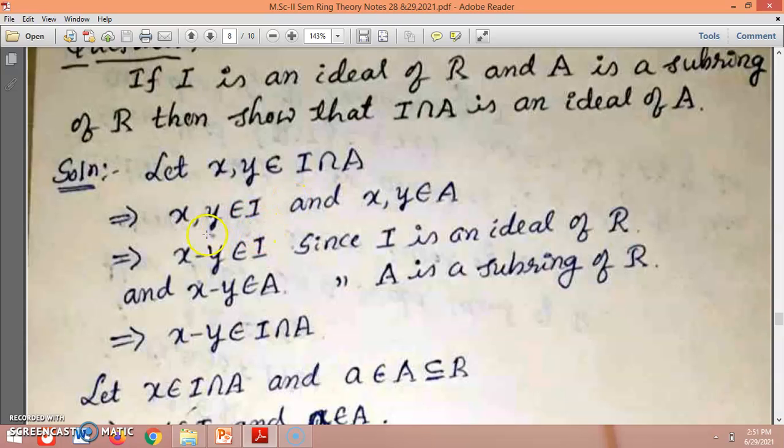So they are members of I as well as members of A. Since I is an ideal of R, it satisfies closure under addition. Since A is a subring of R, this is the common property of an ideal and a subring. So A, being a subring, also satisfies closure under addition. Definitely I intersection A, the intersection of the ideal and the subring, again satisfies closure under addition.